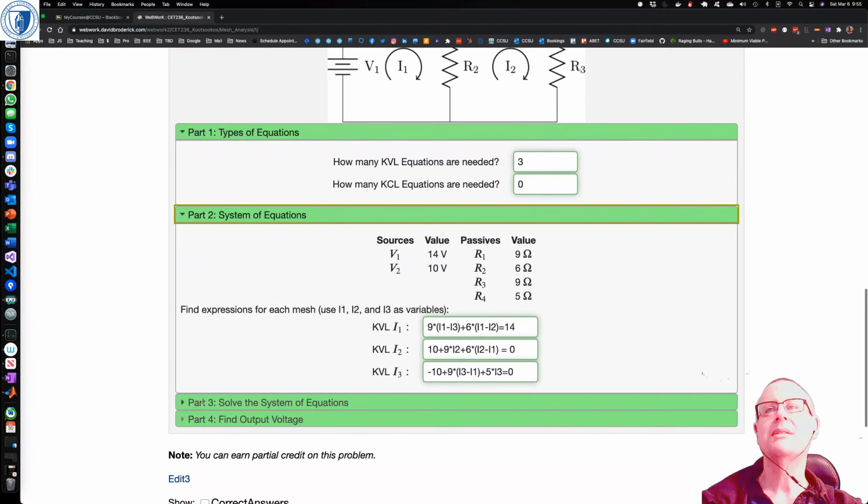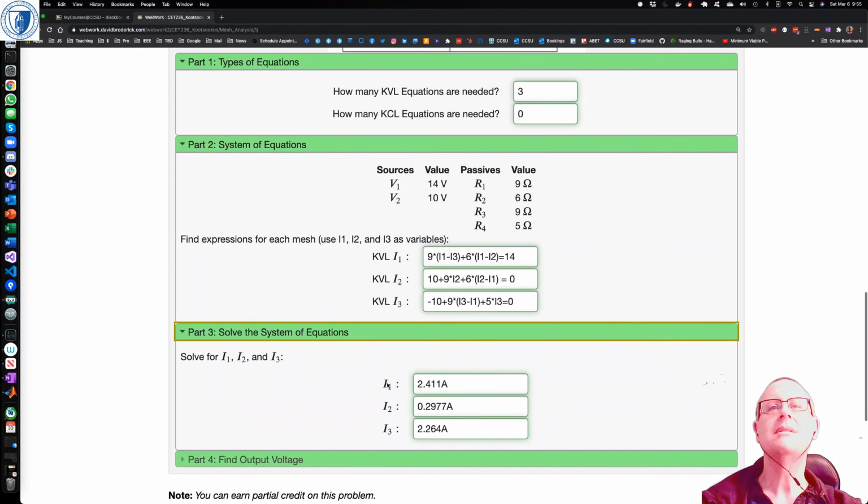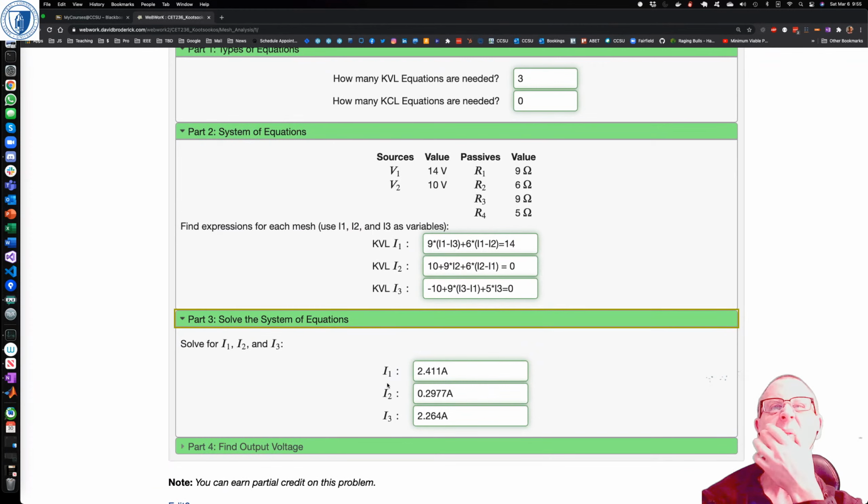Okay, and then it asks to solve the equations, and basically we've got to rearrange these into an RF format. Right, so it's going to be 15. Let's see if we can do that. I'll only do the one.